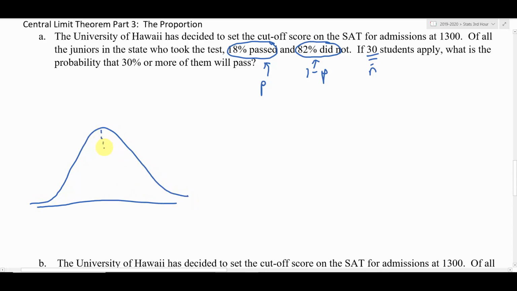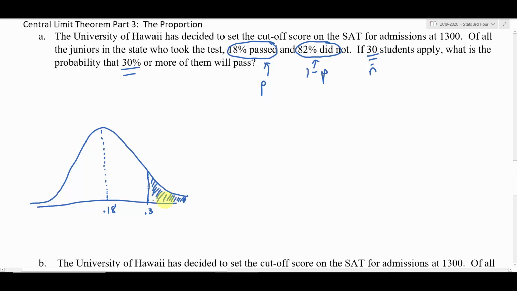The center of this thing is going to be 0.18. Remember, the population proportion is the same as the mean of the sampling distribution. So that 0.18 is going to end up in the middle. That is our mean of all the proportions of size 30. Now remember what we want. We want to know the probability that 30% or more of them will pass. So 30% is 0.3, which let's say is over here. So here's 0.3. This is our cutoff, or our left bound, and we want to find the probability that 30% or more will pass. We want all of this area underneath the curve here.